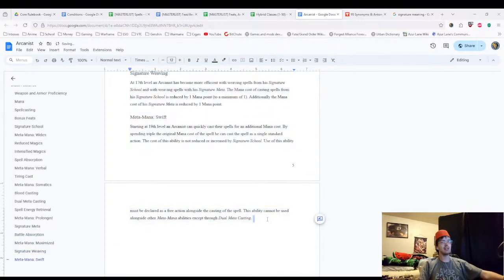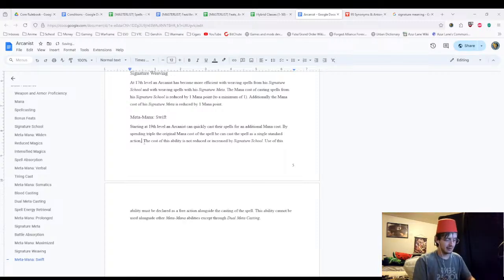Meta Mana Swift lets them do magic faster. Of course, it does go with triple the cost. So if you're doing Meta Mana Swift and Meta Mana Maximized at the same time, that is 6 times the cost for a spell. Wait a second, Meta Mana Swift actually needs to have the thing where 10th tier is not reduced. Hold on. As a standard action with the exception.